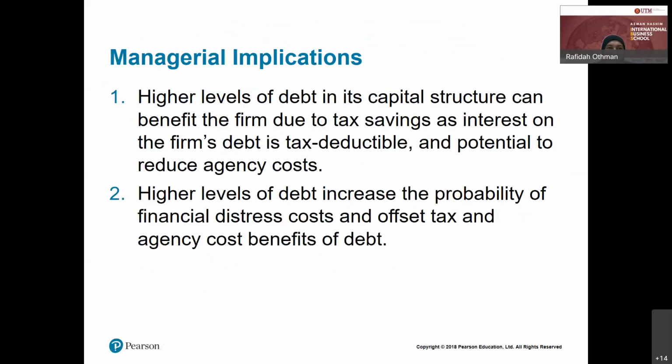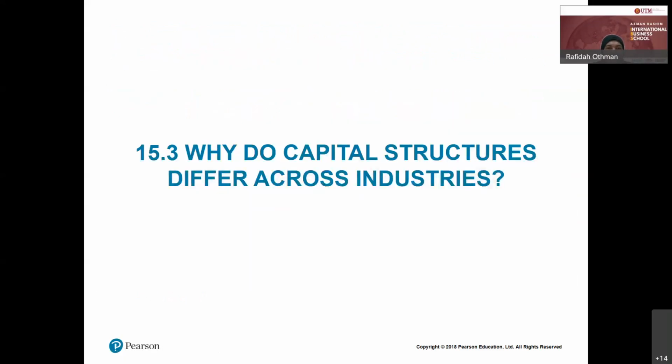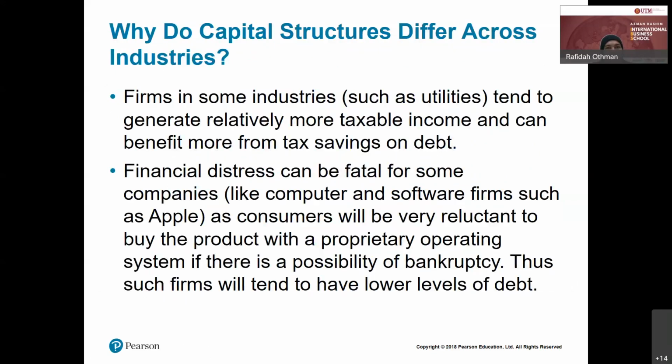And last but not least, the managerial implication: a higher level of debt in its capital structure can benefit the firm due to the tax shield, but a higher level of debt increases the probability of financial distress cost and offsets the tax benefit. So these are the benefits and the drawbacks of debt.